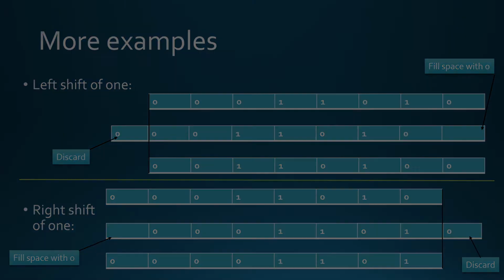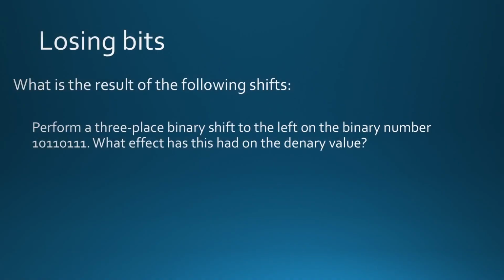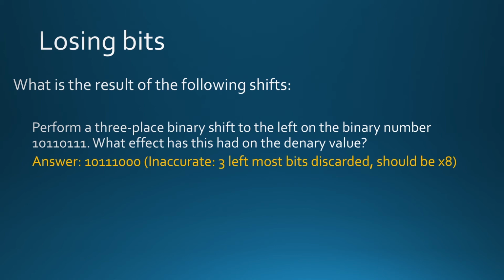So about discarding these bits, you're losing them. So if you don't have enough binary digits to record where all these digits are going, you're going to have some inaccuracies. So if you do a 3 place shift to the left, and you shift this number, 101101111, you're going to lose these leading 3 digits, 101. And then you're going to end up with this, which is not, if you think about what a left shift of 3 is, that's multiplying it by 8. Those two numbers aren't, that isn't 8 times it.